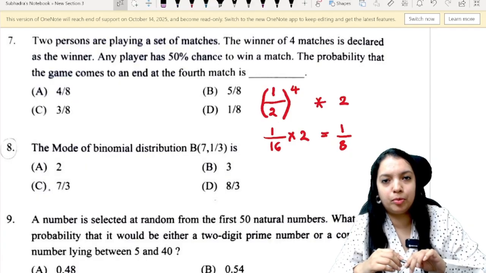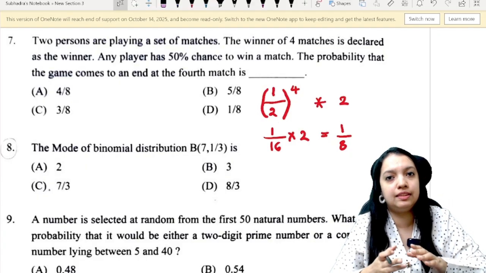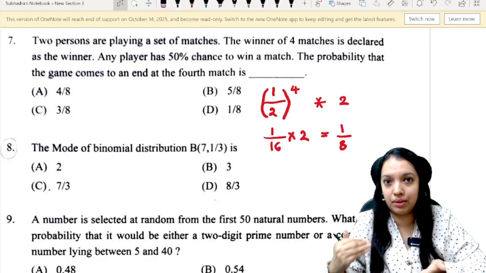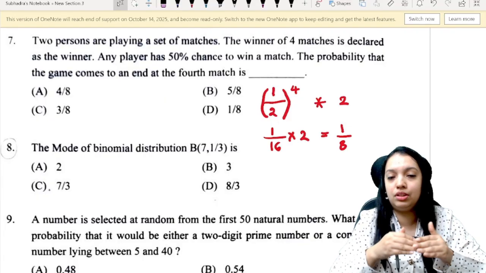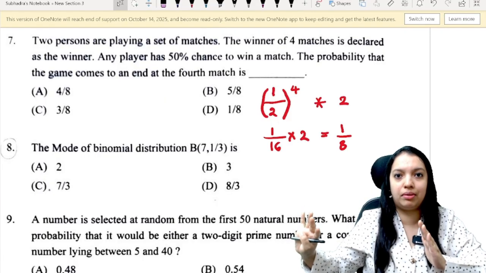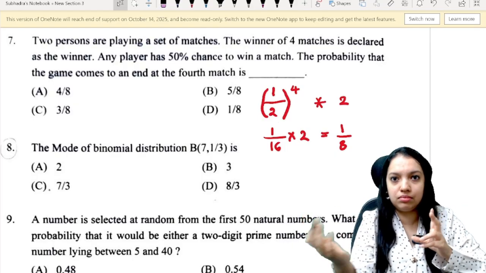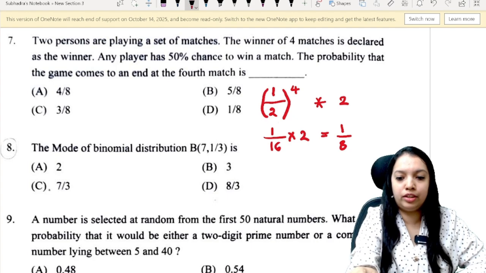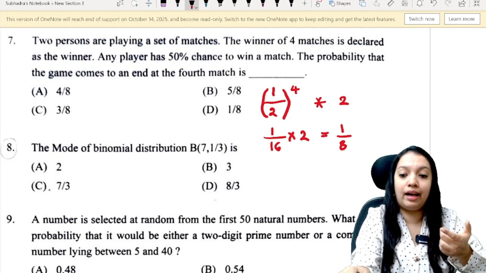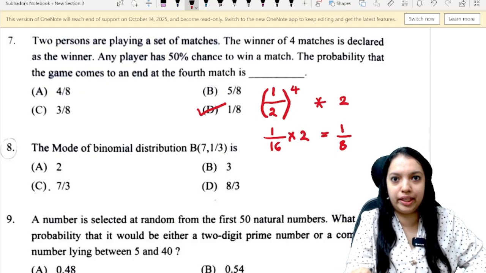Next question is from probability where two persons are playing a game and there is 50% chance that someone can win. What is the probability that the match comes to an end at the fourth match? So basically at the fourth match only is the winner announced, that winner should have won all 4 matches and there are 2 players basically. So each of them can win it, correct? So 1 by 2 power 4, basically this is the probability of one winning and 2 of them can win it. Your final answer will be 1 divided by 8.